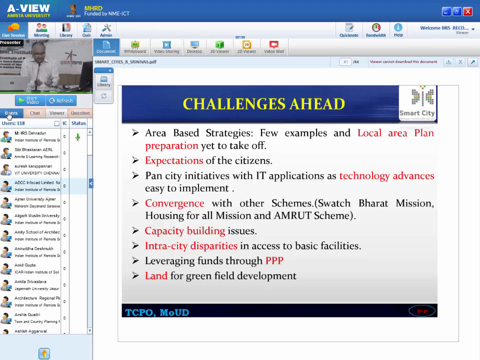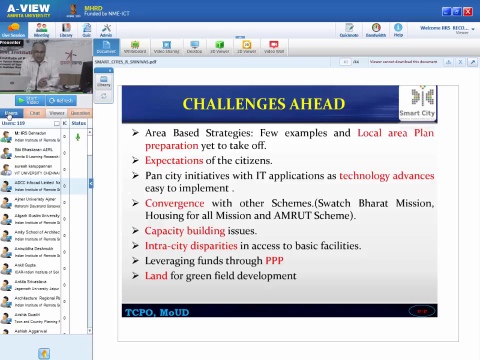And there is huge expectation of citizens. Even if you see the outcome of the stakeholder consultation, every citizen has their own vision. And to fulfill the expectations of the citizens, it would be a huge task for all the urban administrators and urban planners. Now, Pan City initiatives with IT applications, as technology advances, may be easy to implement, but implementing throughout the city will also be a very big challenge. If half of the city is under unauthorized development or slums, it would be quite difficult to implement. Then convergence: the guidelines say that Swachh Bharat Mission, Housing for All Mission, and Amrit scheme should go together. There has to be convergence in order to achieve the overall objectives of all these missions. Now, of course, there will be capacity building issues.